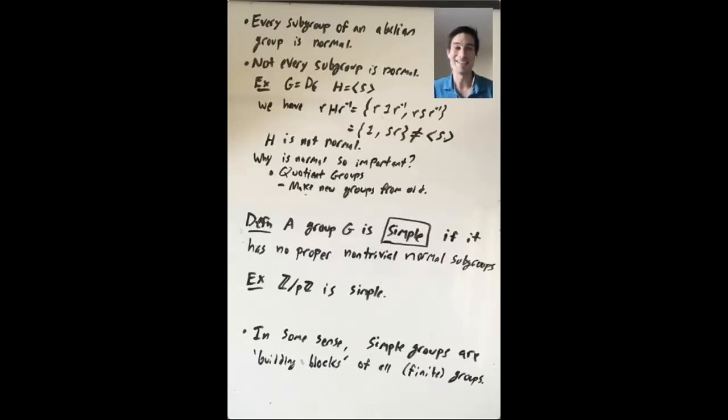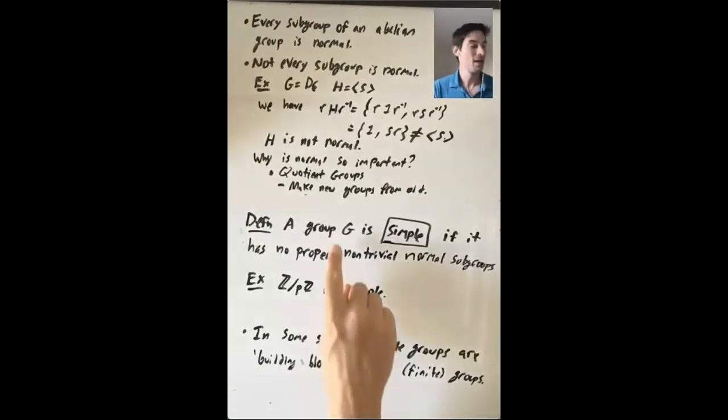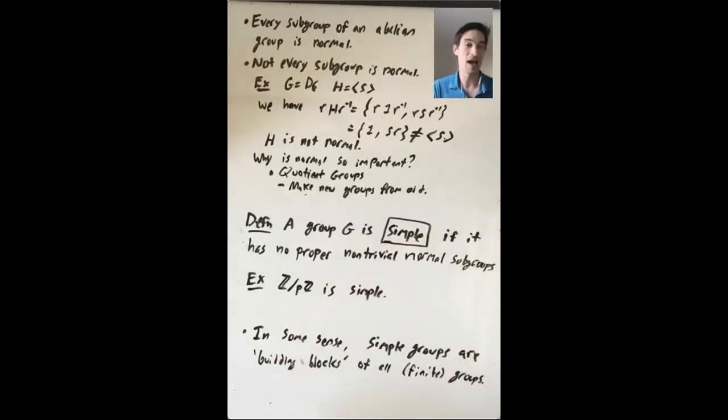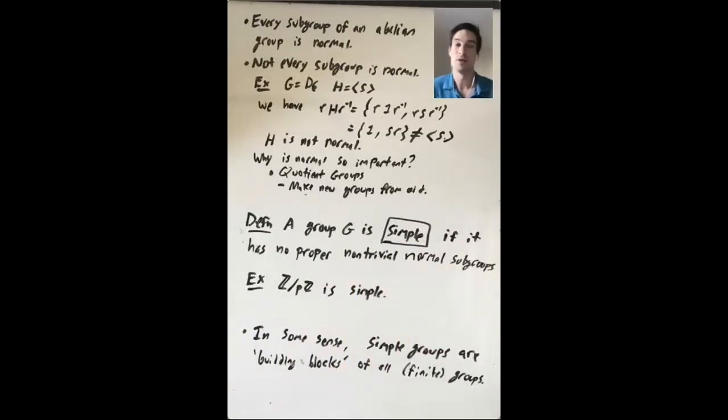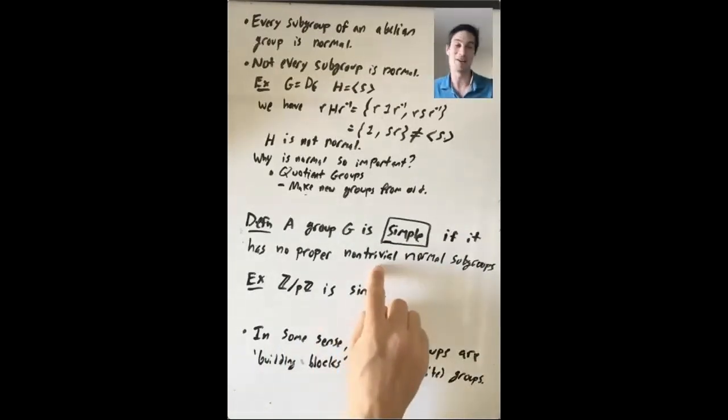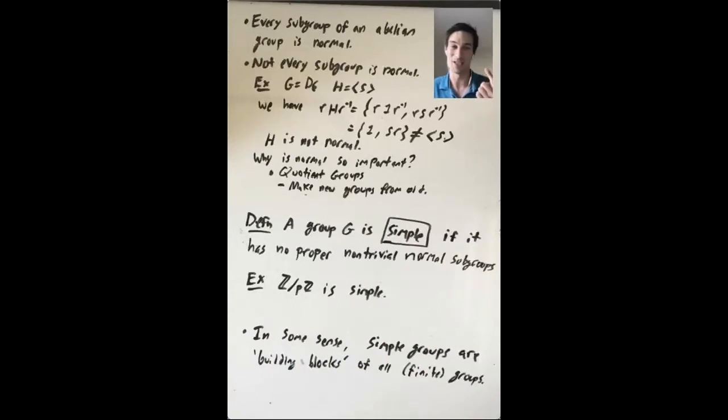Why else is the idea of a normal subgroup so important? Well, I'll motivate this with another definition. A group G is called simple if it has no proper non-trivial normal subgroups. A proper subgroup is just any subgroup that's not the whole group G, and a subgroup is non-trivial if it's not the trivial subgroup, just the identity.